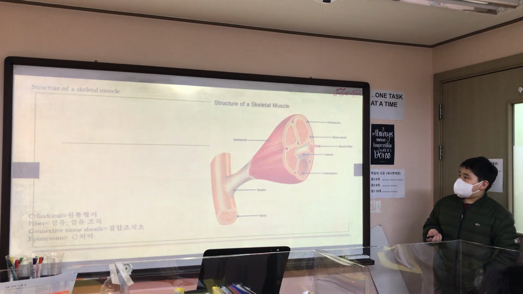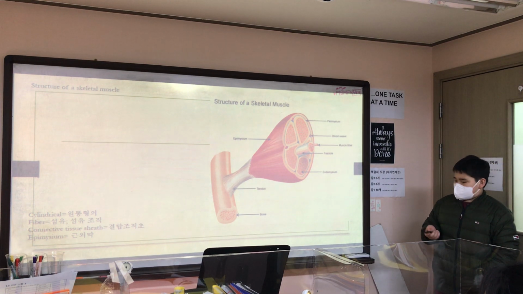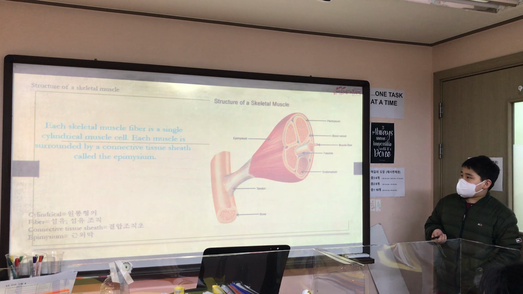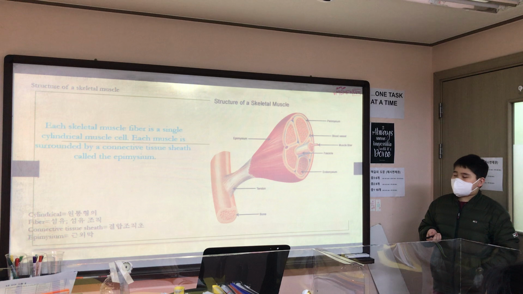The structure of a skeletal muscle. Each skeletal muscle fiber is a single cylindrical muscle cell. Each muscle is surrounded by a connective tissue sheath called the epimysium.